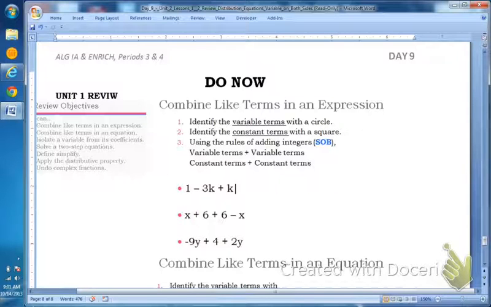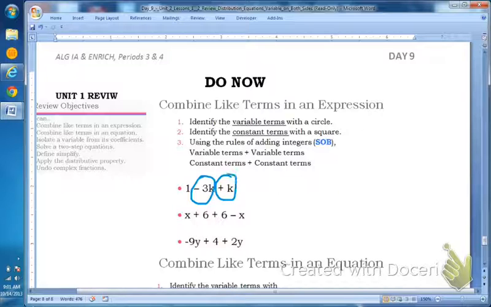All right, so we are looking at day number 9, combining like terms and expressions. The first step asks you to circle our variable terms. So take a look at your paper and see if you're circling what I'm circling. I circled the negative 3k, making sure that my circle also includes the sign that comes before the negative 3. And a circle around the positive k.